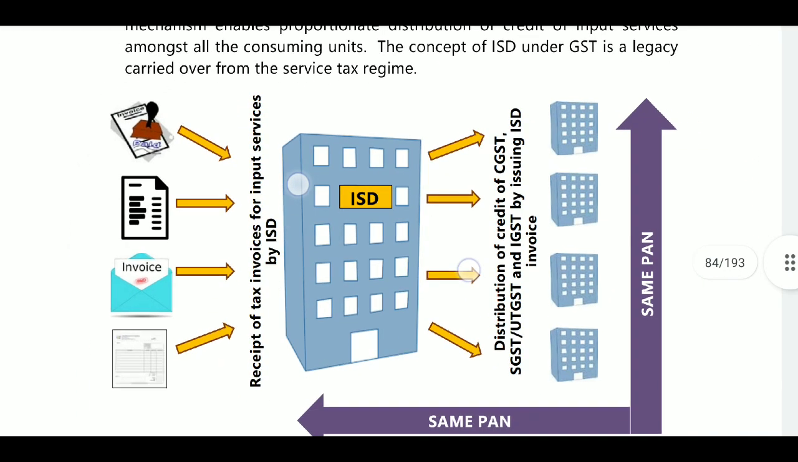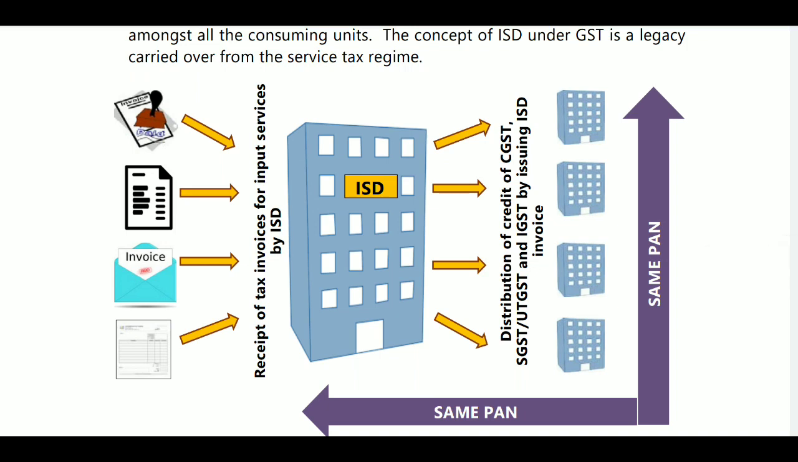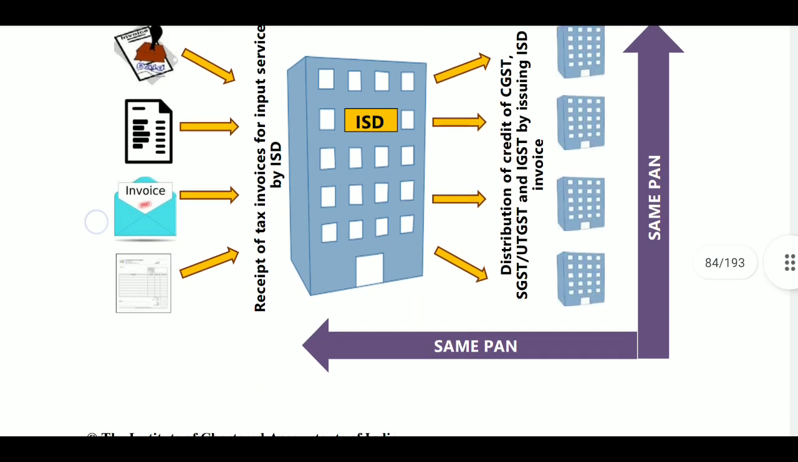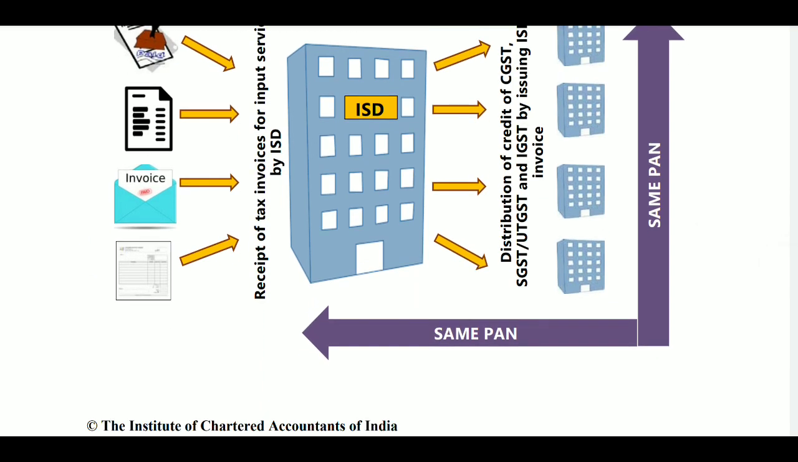Here, the person who receives the tax invoice for input service is the ISD. In our case, that is the head office at the Kurnool branch. He will distribute the credit of CGST, SGST, UGST and IGST by issuing an ISD invoice, with the same PAN number. Next, I will distribute that credit to the Karnataka branch, Chennai branch and Telangana branch.